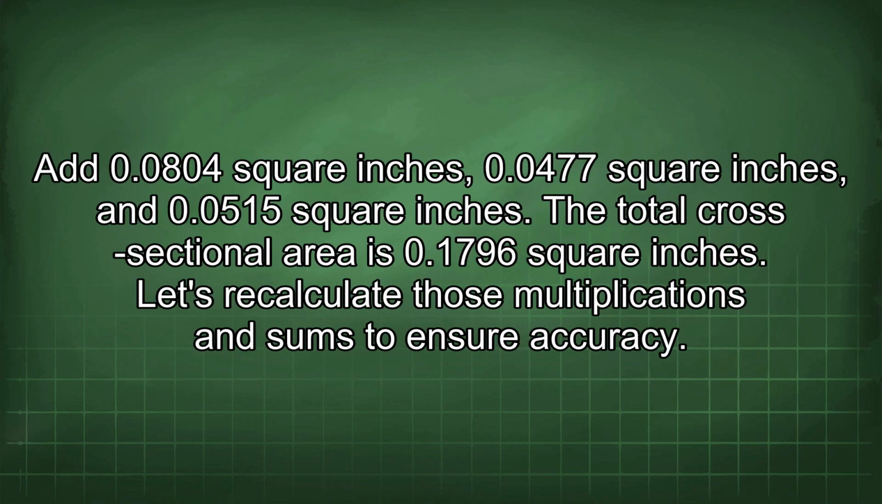Add 0.804 square inches, 0.477 square inches, and 0.515 square inches. The total cross-sectional area is 0.1796 square inches. Let's recalculate those multiplications and sums to ensure accuracy.